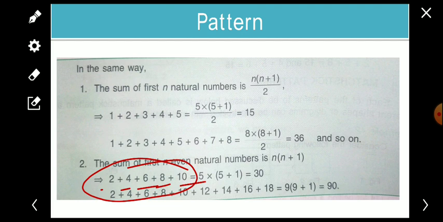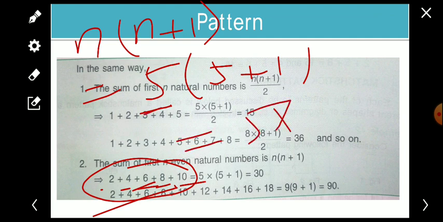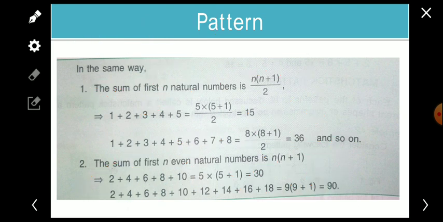If we have to find the sum, then what can we do? 5 are there, it means 5 into 5 plus 1. We'll put it in the formula n into n plus 1, where n is the number of even natural numbers. So here 5 are there, that's why in place of n I have written 5. So 5 into 5 plus 1, so 5 into 6 is equal to 30. So the sum of the first 5 even natural numbers is 30. Using this method we can find the sum of a few even numbers.